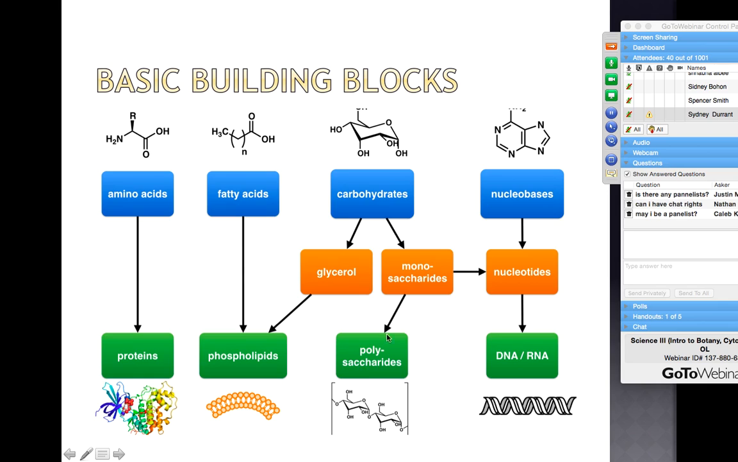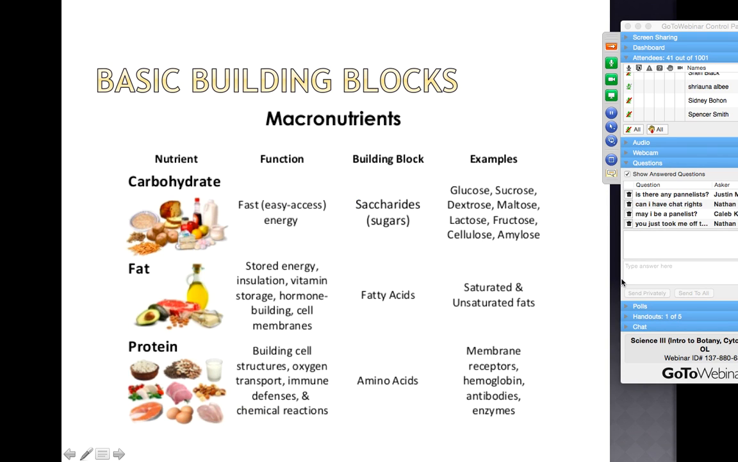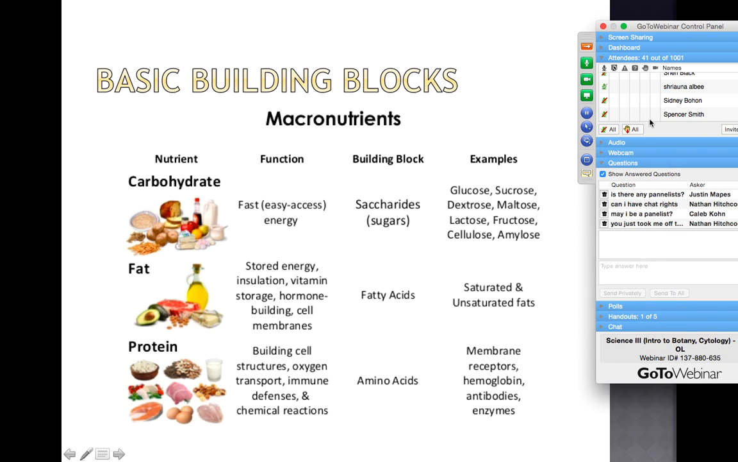Okay. And so we have the nucleobases that form the DNA, and then the carbohydrates that form the polysaccharides, that is kind of the cellulose and so on. Okay. All right. So what can you tell me about this slide? I don't think that you've seen it before, but just take a time to read it, and what can you tell me about it?